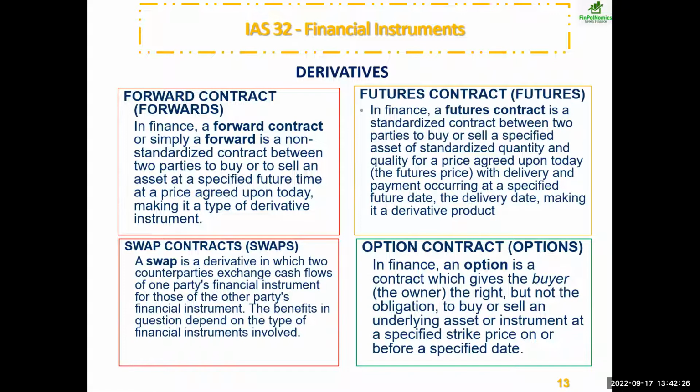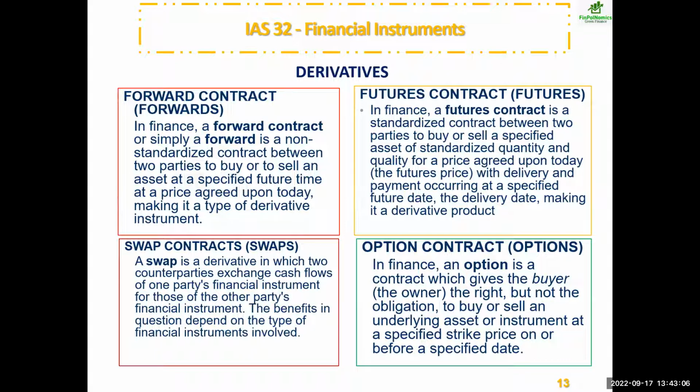Forward contracts. In finance, a forward contract, or simply a forward, is a non-standardized contract between two parties to buy or to sell an asset at a specified future time at a price agreed upon today, making it a type of derivative instrument. Swap contracts. A swap is a derivative in which two counterparties exchange cash flows of one party's financial instrument for those of the other party's financial instrument. The benefits in question depend on the type of financial instrument involved.